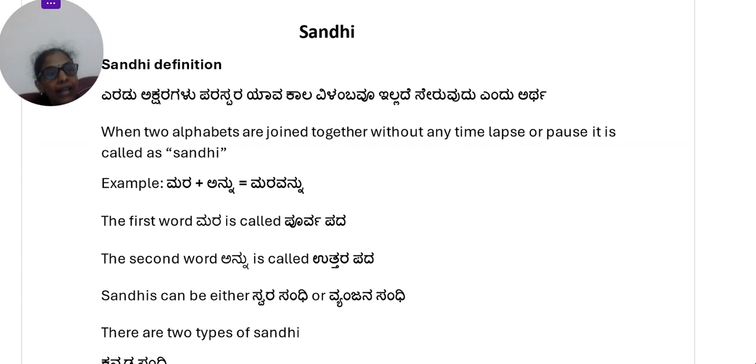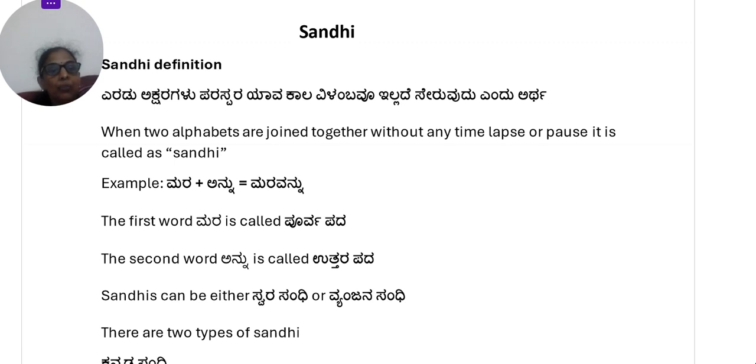But when you try to put two words together as one word, then you will not pause anywhere. So that is the definition of Sandhi. Now let us look at the definition in Kannada, then I'll explain.